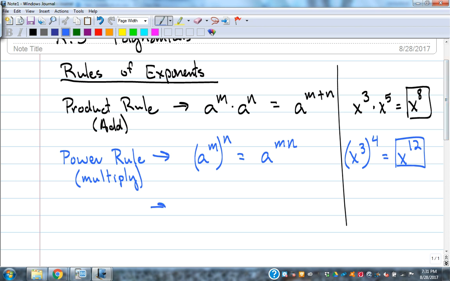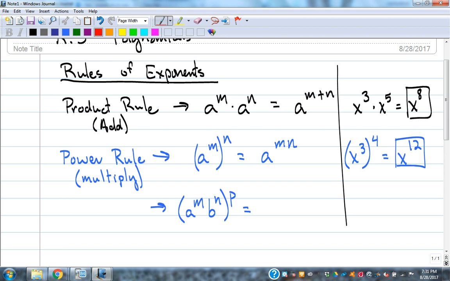An extension of the power rule is when you combine that power rule with a product. Maybe you've got a to the m and b to the n, and then some other exponent out here. Let's call it p. That power rule on this product, this right here doesn't have the same base. A and B are different bases. So you can't put these two together because the base is different. If the base is different, you can't put them together.